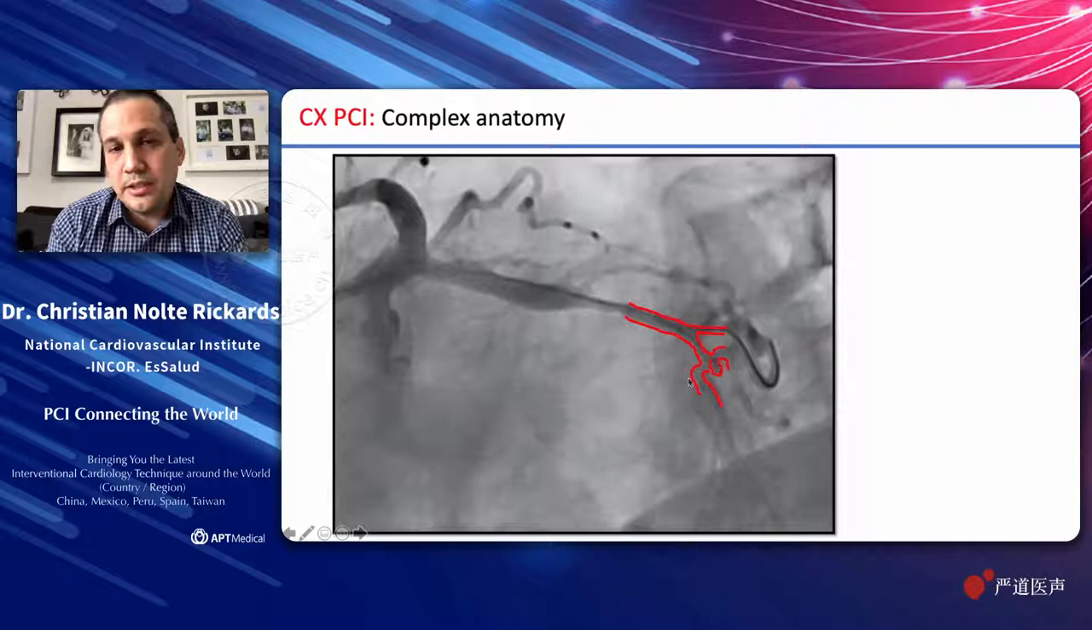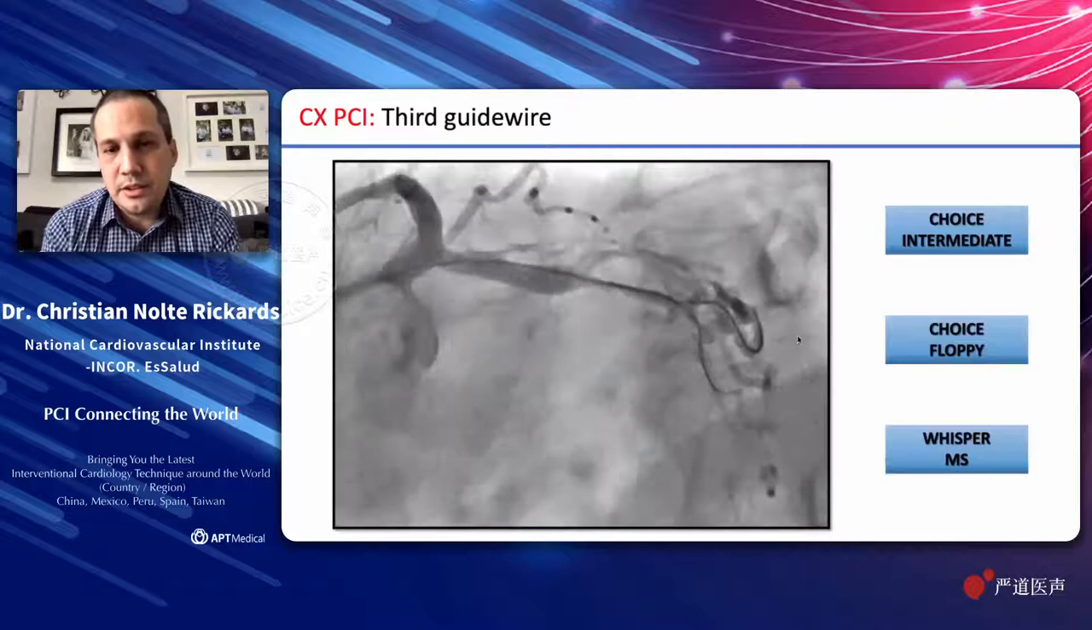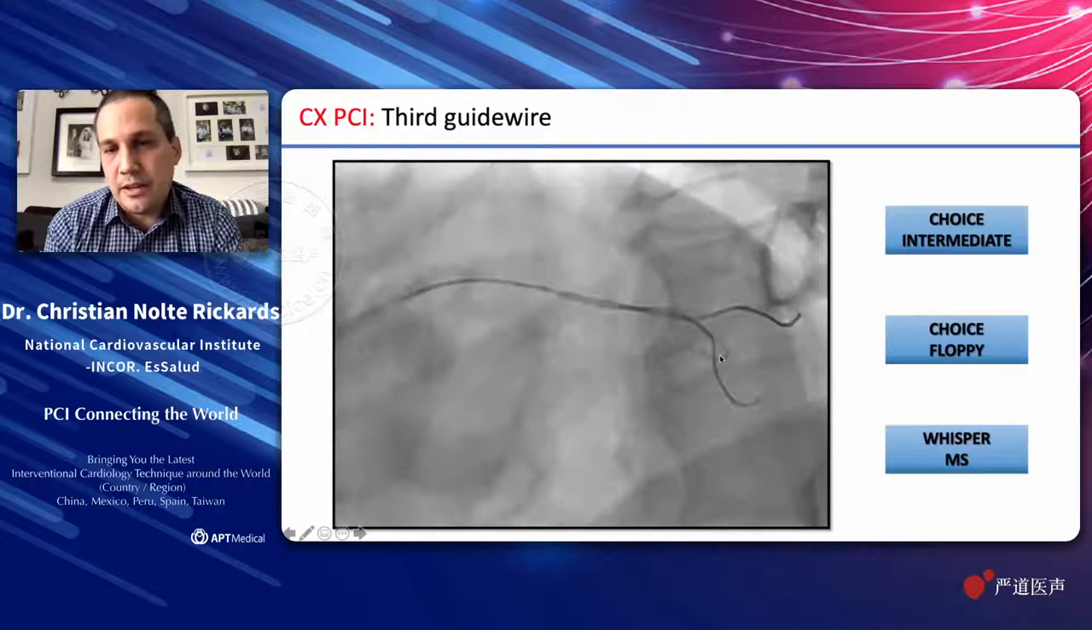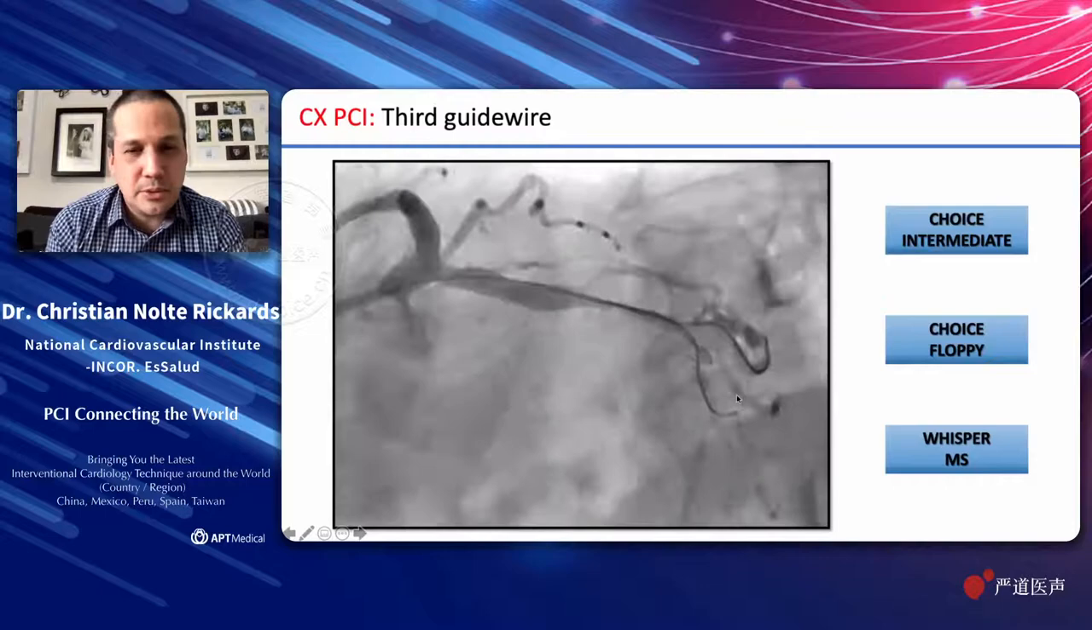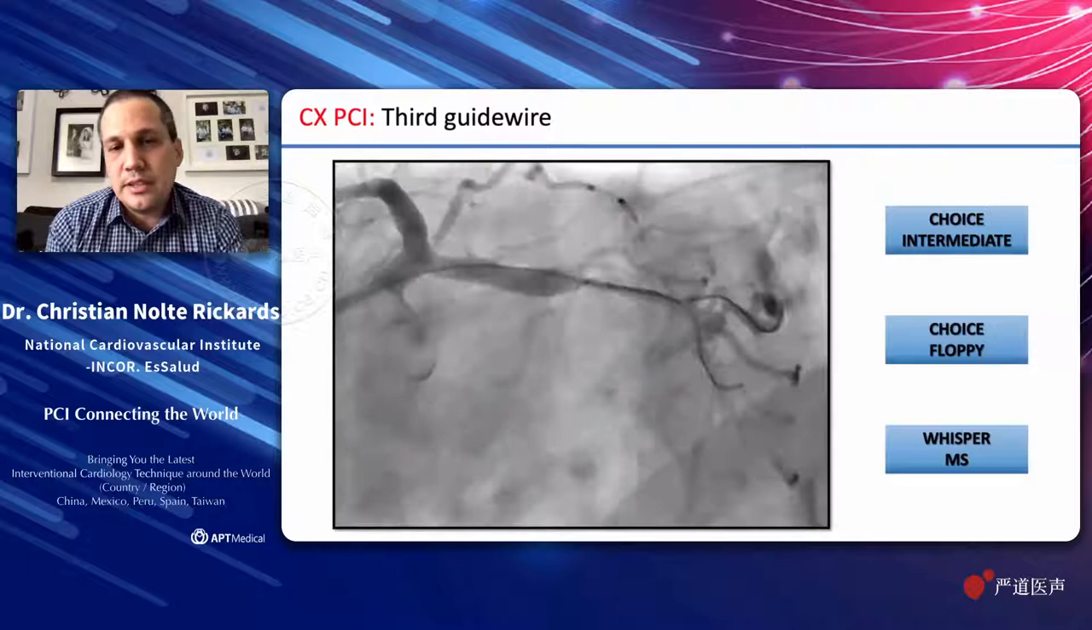As you can see here, we have this Choice intermediate on the first marginal. Then we left the Choice Floppy on that initial segment of that loop. And with a Whisper Medium Support and bending the tip almost 90 degrees and trying to get it retrograde, we managed to get into the distal segment of the circumflex.